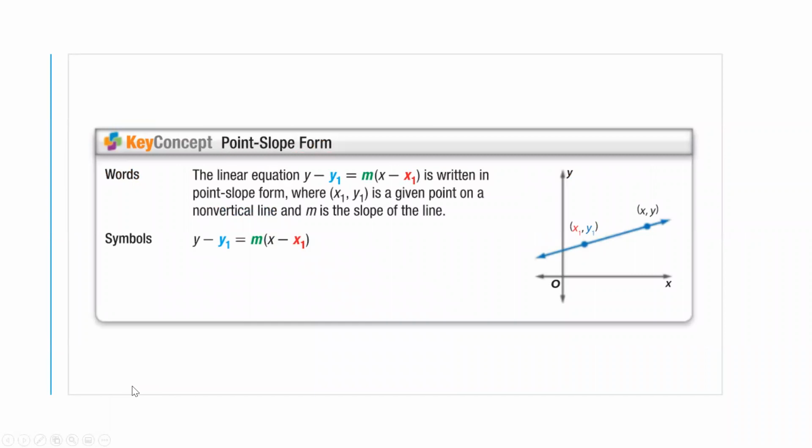All right, now the next form you need to know is the point-slope form. This is y minus y1 is equal to m, and then parentheses x minus x1, okay? And this is useful when you're given the slope and one of the points on a line, and then you can substitute the information into the point-slope form, and then you can solve the equation and isolate y, and then you have it in slope-intercept form, okay?